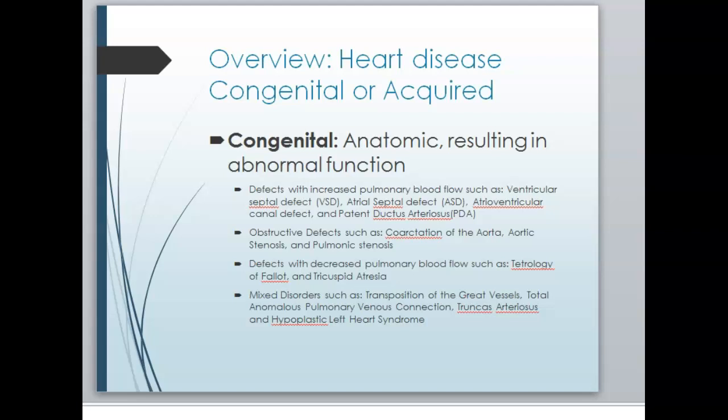Defects with decreased pulmonary blood flow include tetralogy of Fallot and tricuspid atresia. Mixed disorders include transposition of the great vessels, total anomalous pulmonary venous connection, truncus arteriosus, and hypoplastic left heart syndrome.